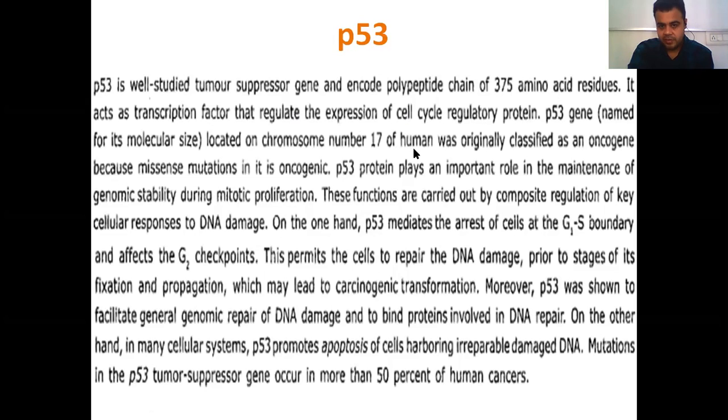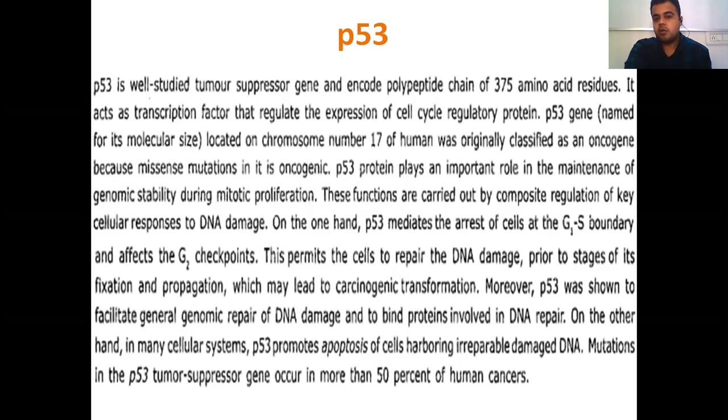It's on chromosome number 17, that you should know. But if mutations happen and it gets oncogenic, so it is a tumor suppressor gene, and the protein formed is the p53 protein, the 53 kilodalton protein, so it was named p53. It mainly plays the lead role in genomic stability during mitotic proliferation. As you know, mitosis is responsible for maintaining genome stability.